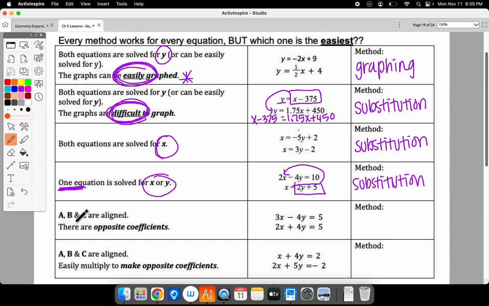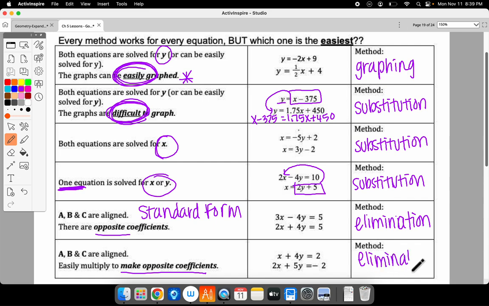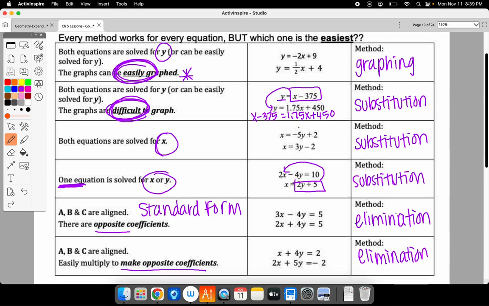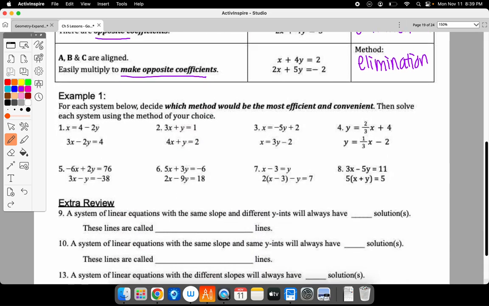If your A, B, and C are aligned, meaning they're in standard form, whether you have opposite coefficients or you have to make opposite coefficients, if they are in standard form, your best and easiest method is elimination. So if they're in standard form, elimination. If they're not in standard form, substitution. If they're small numbers, really, really easy to graph it. But graphing is probably going to be your rarest one. So let's look at these.